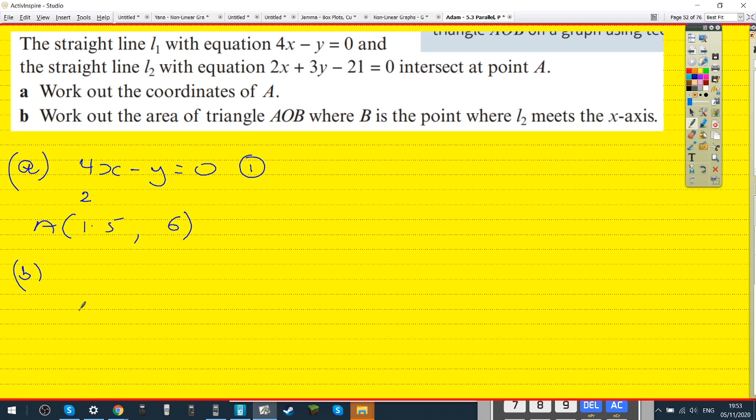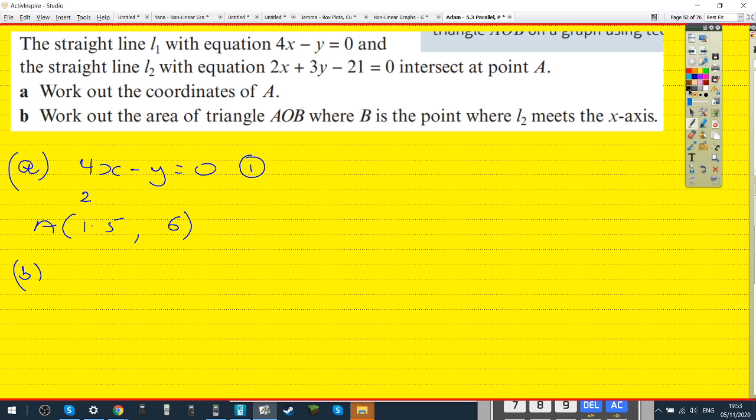So now, should we substitute 1.5 and 6 into 4x minus y equals 0? If you did, you should get 0 if it's correct, which it is.